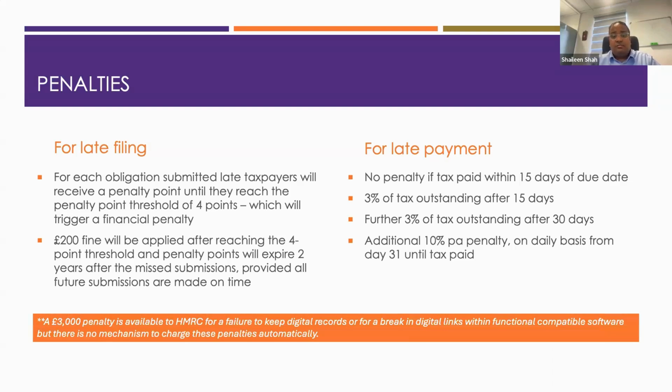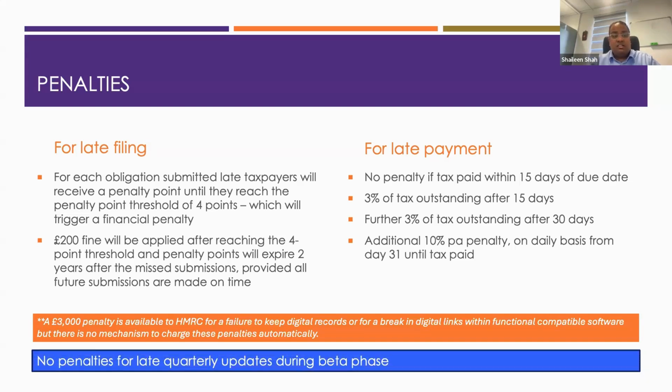There's also a £3,000 penalty for HMRC to impose for failure to keep digital records or for breaking digital links within the functional compatible software. But at present, there's no mechanism to charge this, so we don't know how HMRC are going to be applying these penalties. And similarly, there are no penalties for late quarterly updates during the beta phase.